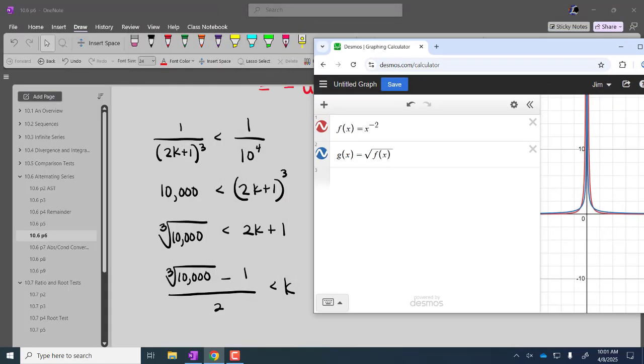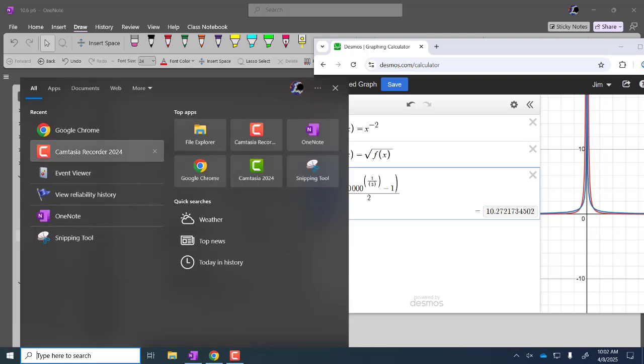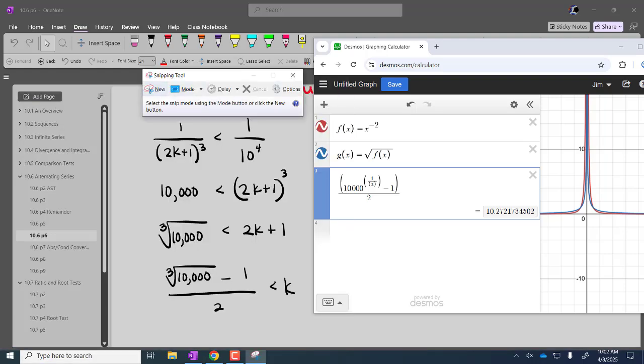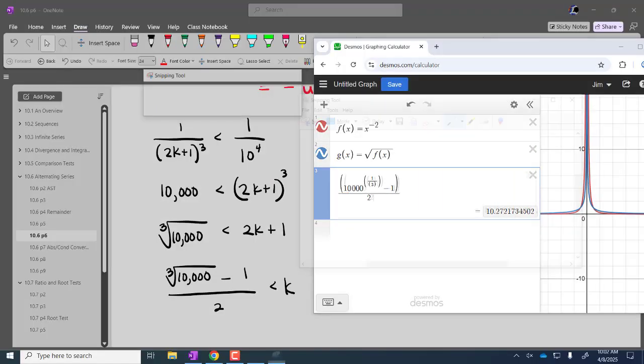So let's just do that. So 10,000 raised to the 1/3 power. Subtract 1. Let's see, put some parentheses in here and divide by 2. And does that all look right? 3rd root of 10,000, subtract 1, so we get that. Let's just grab that thing. So we have it in here.